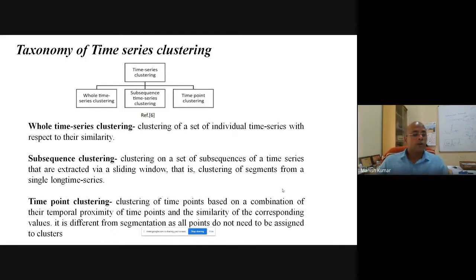Time point clustering is clustering of time points based on a combination of the temporal proximity of time points and the similarity of the corresponding values. Always remember that this is different from segmentation, because not all points need to be assigned to clusters.